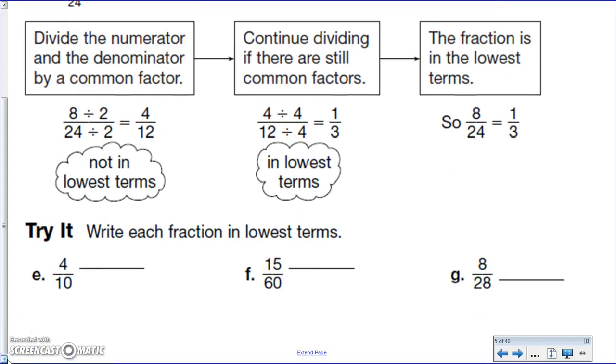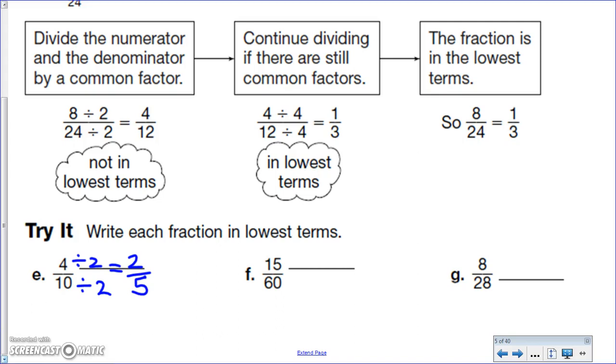All right, for E through G, they want us to write each fraction in lowest terms. So first we have 4/10. If we look at 4 and 10, we know 2 divides evenly into both, so we're going to divide by 2. Always make sure you write out the number you're dividing by so that you're showing all of your work.